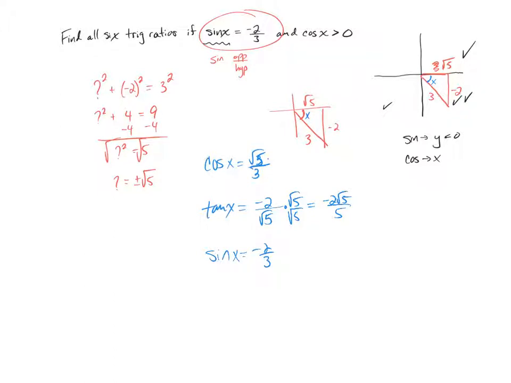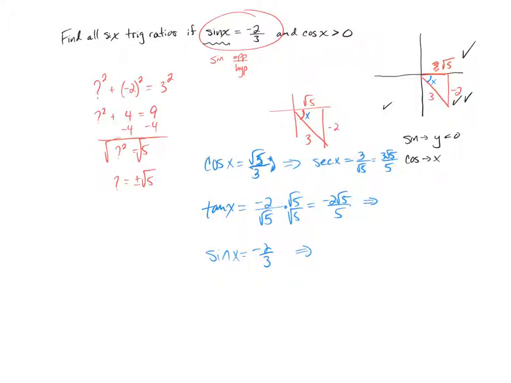So for the reciprocals of all these, we don't have to do any work. We just have to flip these fractions. The reciprocal of cosine is the secant of an angle. So that's going to be this guy flipped upside down. So it's going to be 3 over root 5, which is going to turn out to be 3 root 5 over 5 when you fix the denominator.